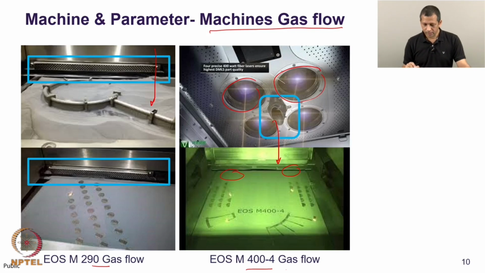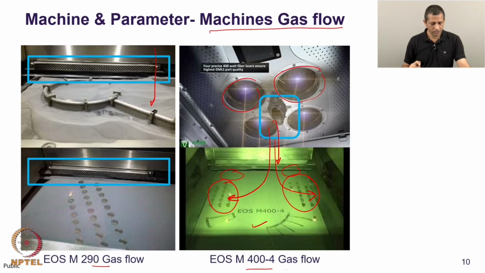The larger machines are able to build large components or parts, so it is at times useful to have a central supply of gas flow, as in EOS M400, so that gas comes from top to bottom and is spread everywhere, and all the smaller parts that are being built have a sufficient supply of the inert gas or nitrogen, whatever is being used.